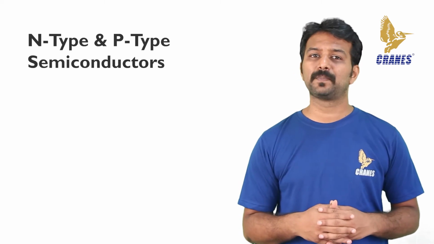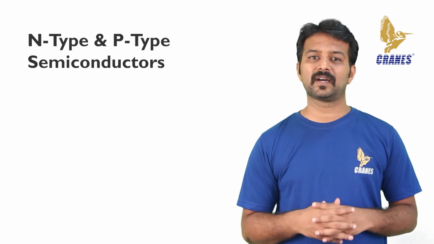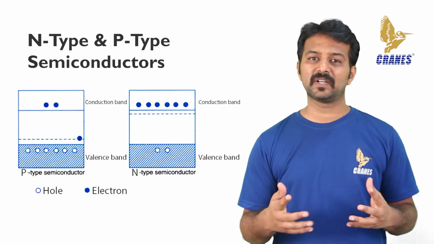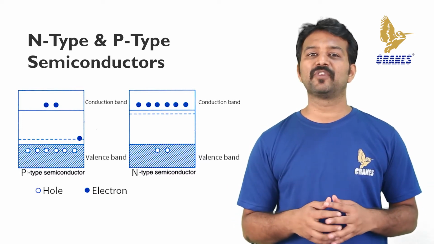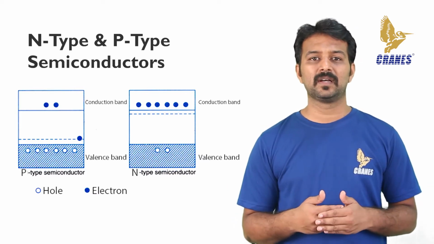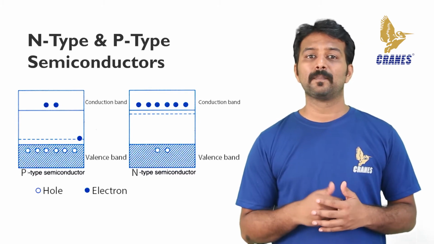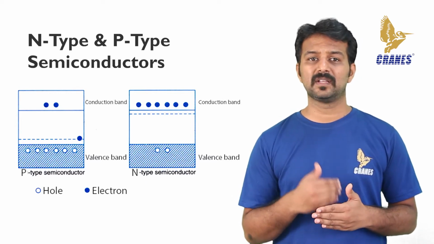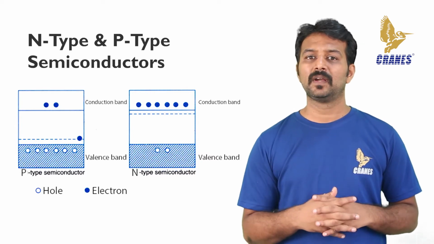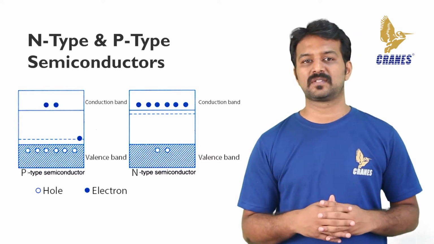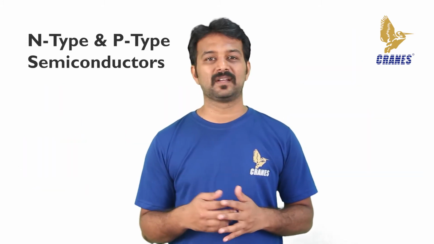Let's look into N-type and P-type semiconductors. Semiconductor materials do not conduct current well and are of limited value in their intrinsic state. This is because of the limited number of free electrons in the conduction band and holes in the valence band. Intrinsic silicon must be modified by increasing the number of free electrons or the number of holes to increase its conductivity and make it useful in electronic devices. This is done by adding impurities to the intrinsic material.